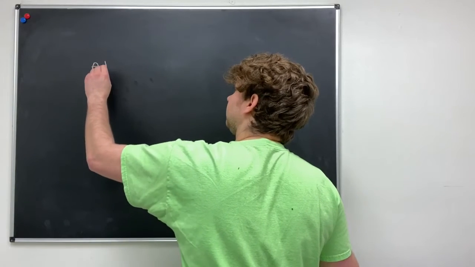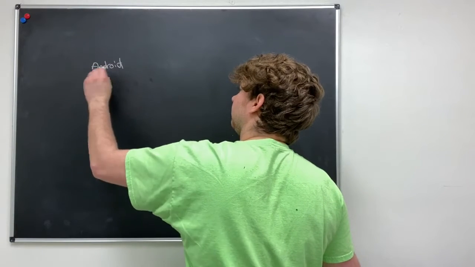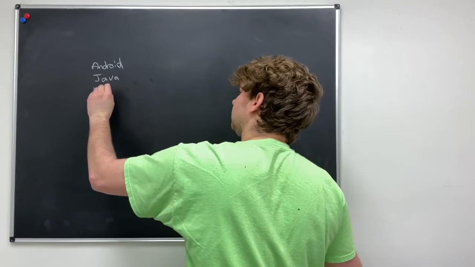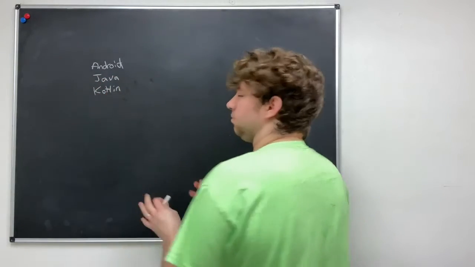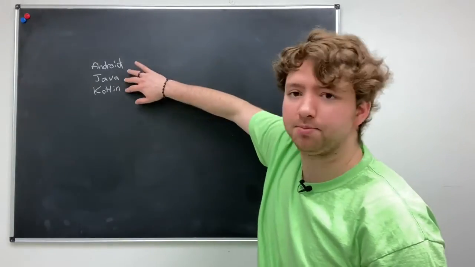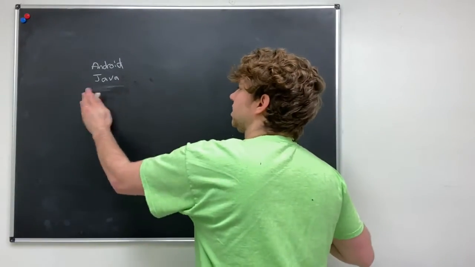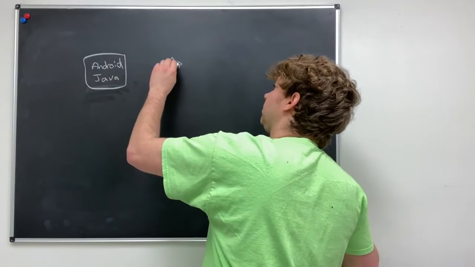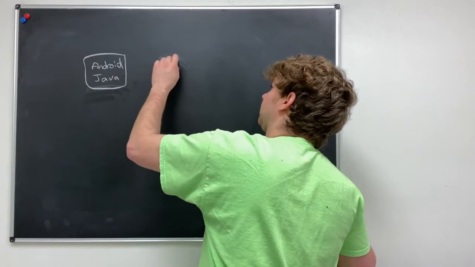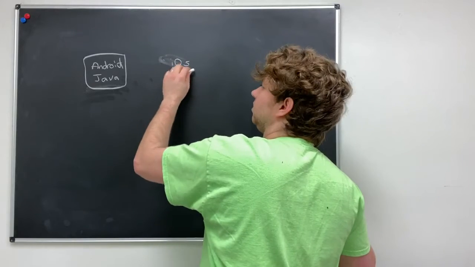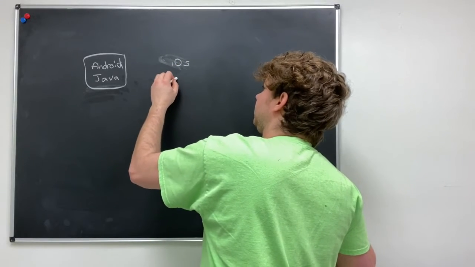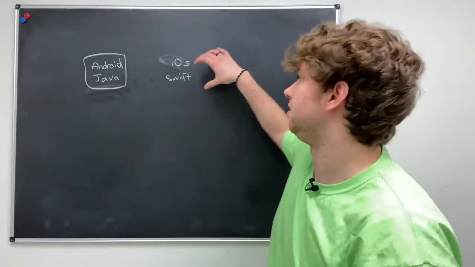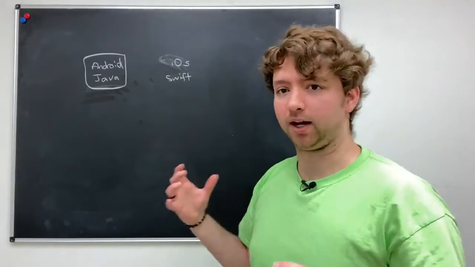So we have Android, and for us, we're going to be using Java. You can also use Kotlin. So these are your options for Android, but we're going to stick with Java. And then we also have Apple, or I guess let's just say iOS. It's probably the better use. And for this, we could use Swift. You can also use Objective-C, but Swift is probably what's recommended.